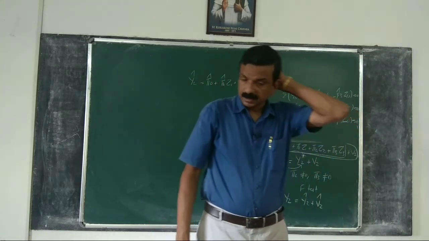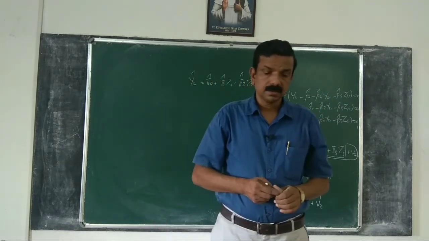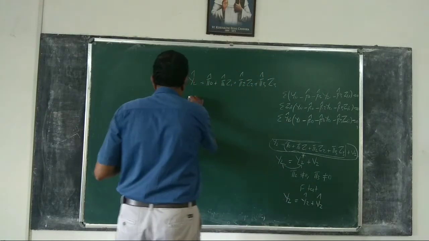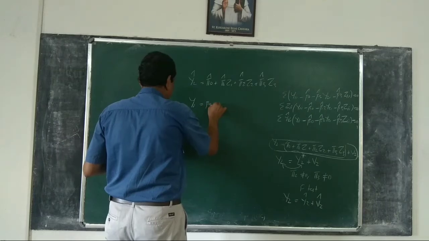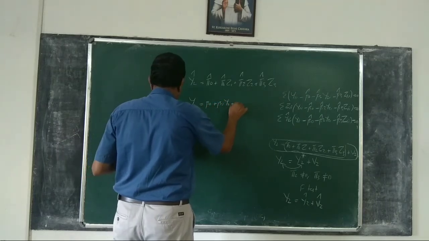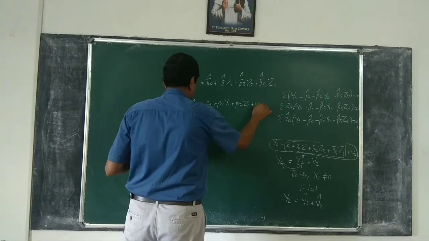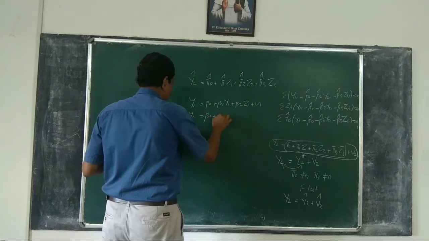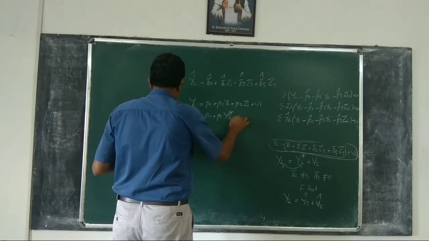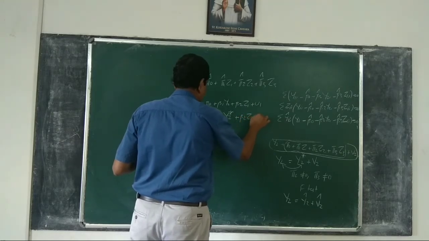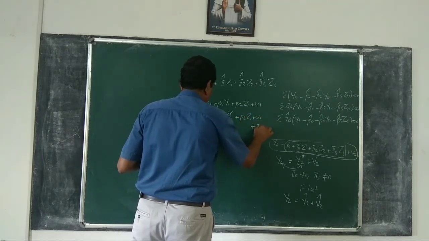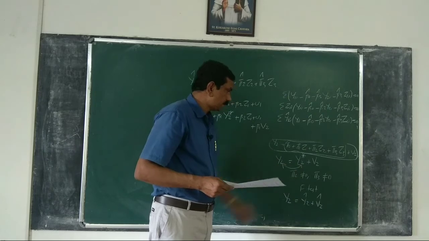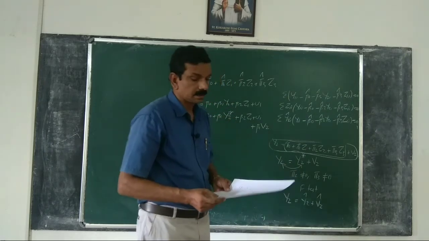Now we can show that since y1 is equal to beta 0 plus beta 1 y2 plus beta 2 z1 plus u1, y1 can be written as beta 0 plus beta 1 y star 2 plus beta 2 z1 plus u1 plus beta 1 v2, substituting the value of y2. We will get the equation like this.